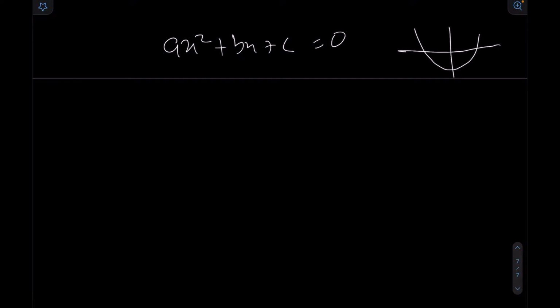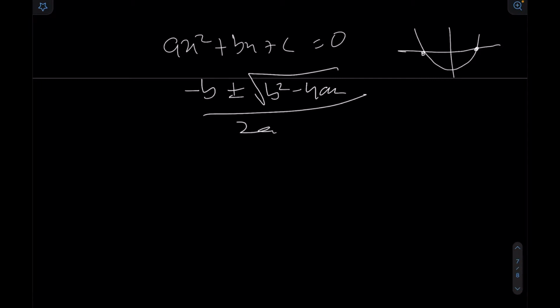So if you have any quadratic ax squared plus bx plus c equals 0, and you need to find the roots of this equation, that are basically the points at which it crosses the x-axis, or can also be said that they are the solutions to this, you would basically do minus b plus or minus square root of b squared minus 4ac over 2a, right?